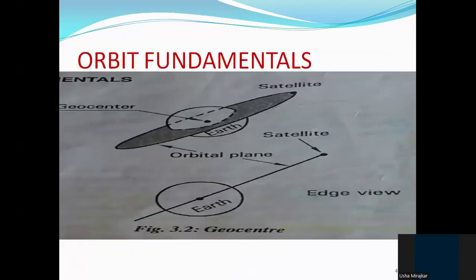Now, consider the Earth. This is the geocenter, that is the center of the Earth. And this is the satellite orbit shape. This is the satellite which is orbiting around the Earth. Now, this particular plane is called the satellite orbit plane. If you draw a line from here, it passes through the center of the Earth. This is the orbital plane, and this is the satellite. This is the orbital plane where it is revolving. This is the edge view.